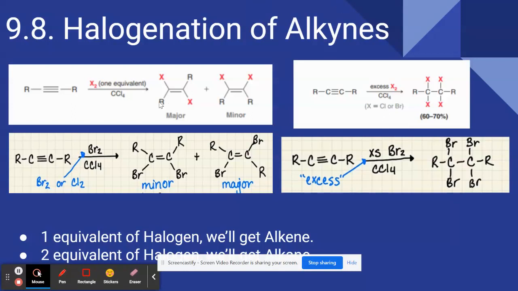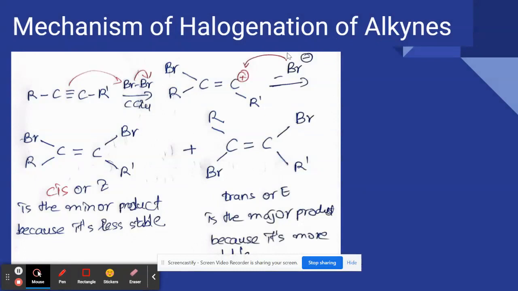So first example, an alkyne reacts with one equivalent of halogen and we'll get an alkene. And if an alkyne reacts with two equivalents of halogen, we'll get an alkane. So look at the mechanism.